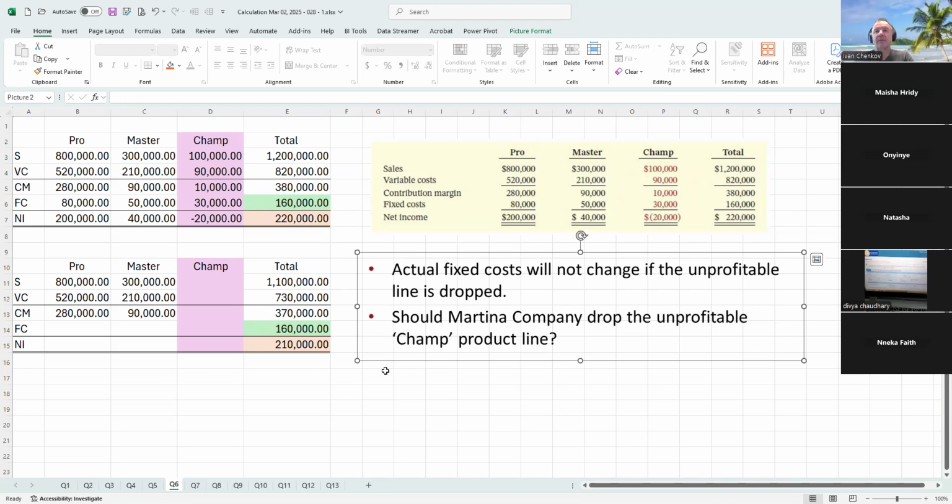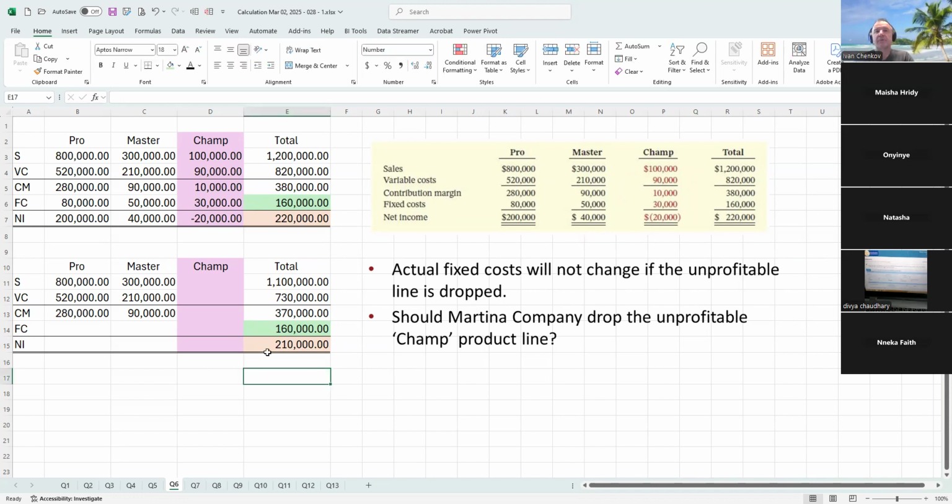So should I eliminate it? No. Absolutely not, because we're going to lose 10,000, which comes from the contribution margin for the champ. Make sense? In other words, am I saving on the fixed cost? No, but I'm losing 10,000. That's your loss right there.